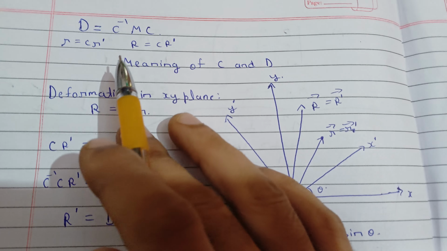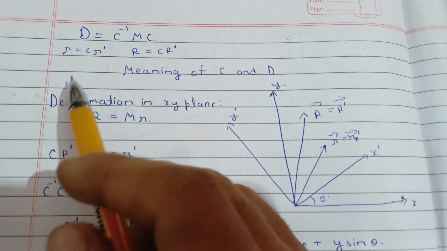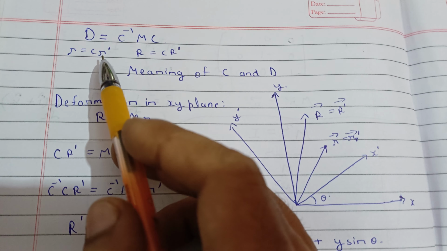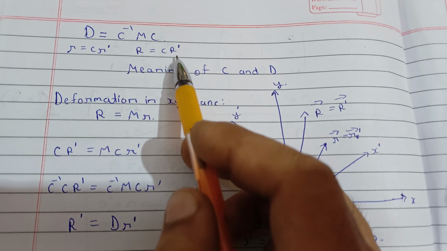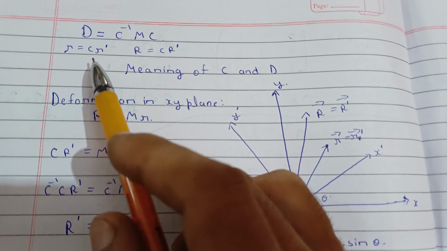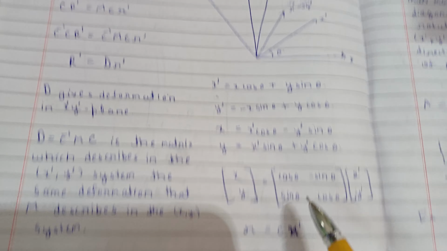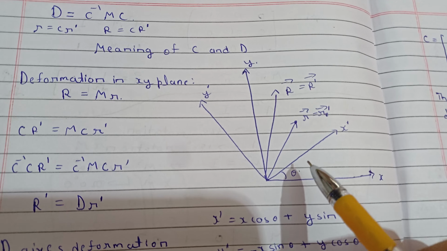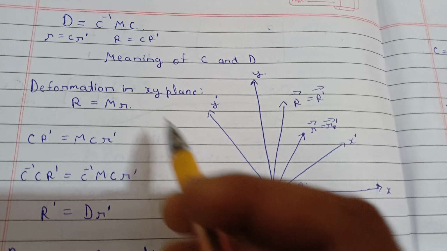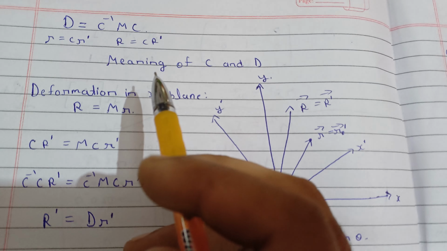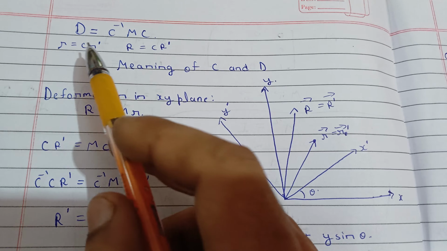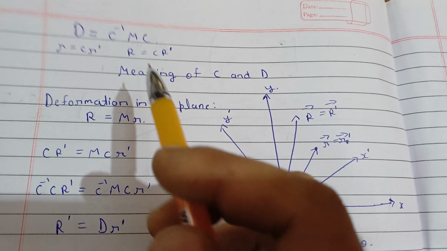Okay, I hope it is clear to you. R equal to C r dash. Now we transform from r dash to r, and here capital R dash to capital R. So just remember this C. The C represents this matrix, and it represents the transformation of the coordinates. Okay, now what is the meaning of C and D here? So I told you what is C. Now what is D?